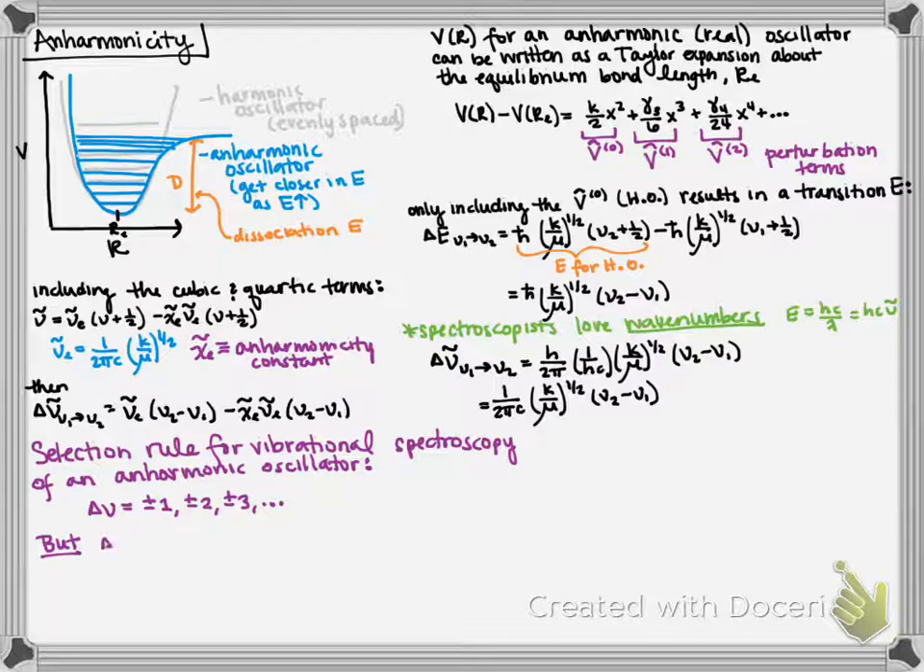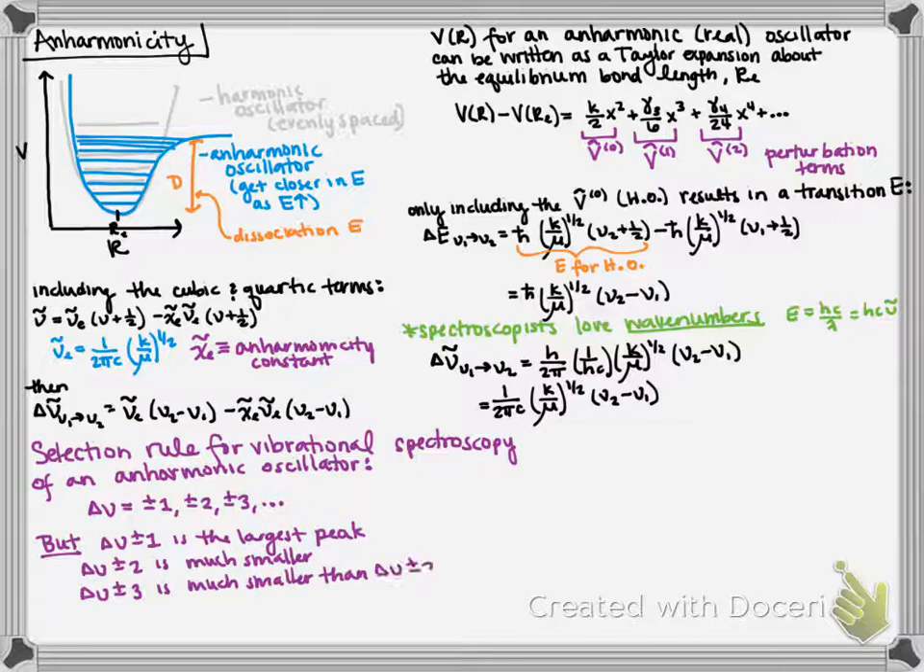But there's a caveat here. This anharmonicity constant is normally very small. And so you're going to end up with the delta nu plus minus 1 as being a really large peak, or the largest peak. Maybe it's really small to begin with. Then you're never going to see anything else. Because delta nu plus or minus 2 is going to be much smaller than the delta nu equals plus minus 1. And the delta nu equal to plus minus 3 is going to be even smaller than delta nu plus minus 2, etc. So these are going to decay very rapidly with intensity as you increase your delta nu, or the spacing between the quantum numbers.